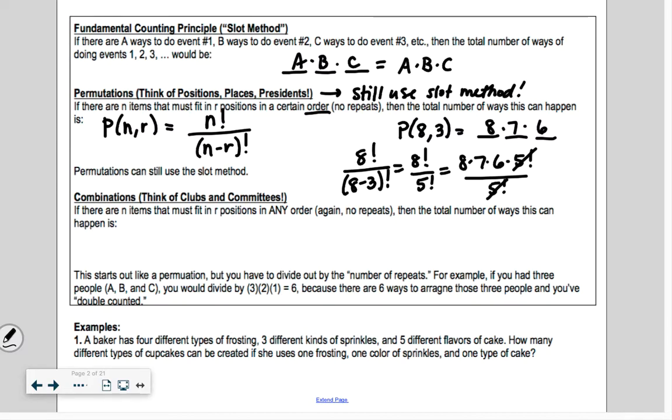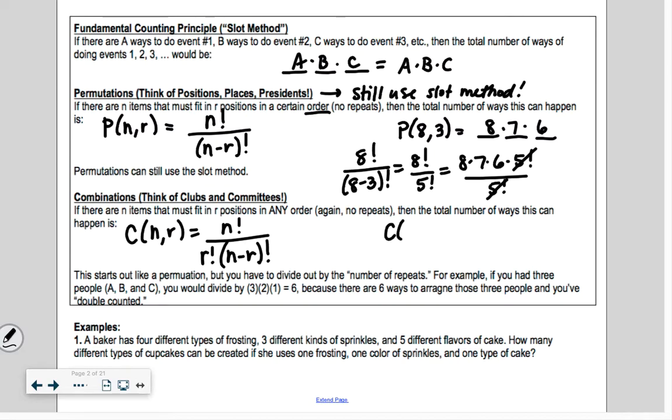Okay, so it says if there are n items that must fit in r positions in any order, then the total number of ways that this can happen is going to be n factorial over, you still have that n minus r factorial, but you divide by the number of ways that things are repeated. So we divide by r factorial. Okay, so that's what I was doing before.